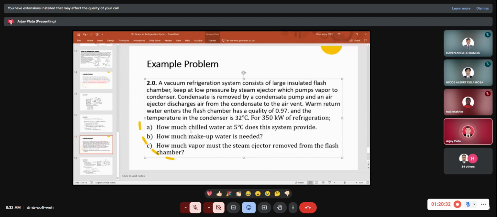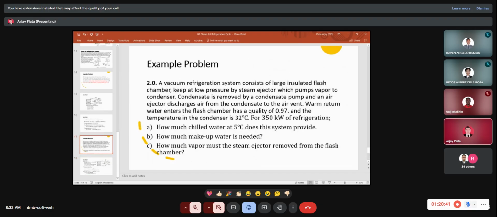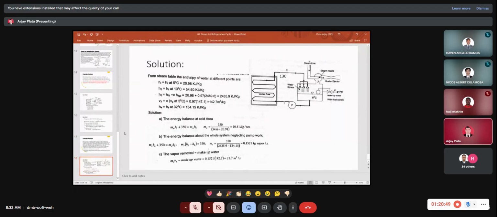Sige, later. Ito na lang muna yung gamitin natin na schematic. So imagine nyo lang 32 degrees yung sa condenser. So H4 is HF at 32, which is 134.15 kilojoules per kilogram.